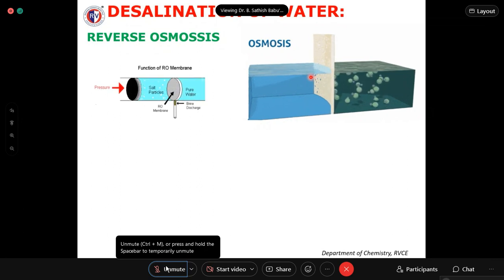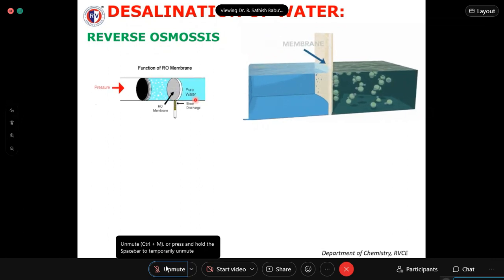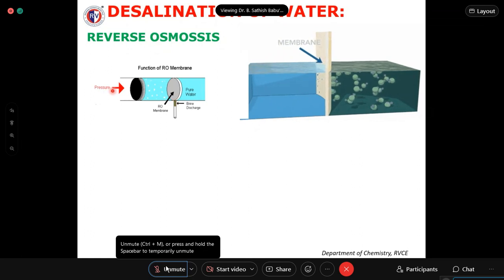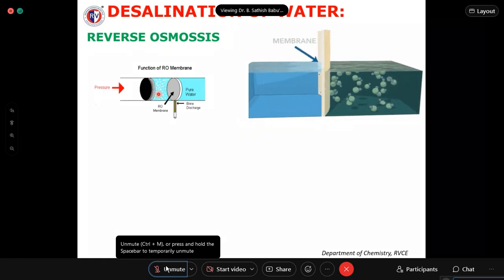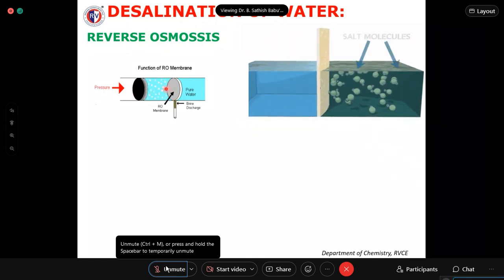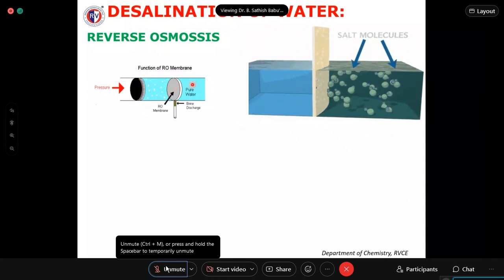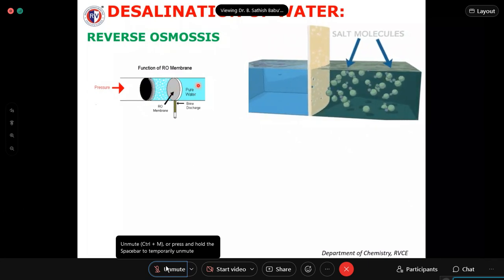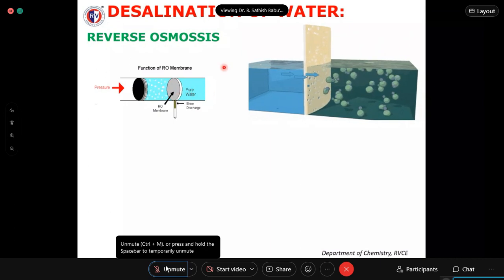So this is RO membrane. This is one setup. This is RO membrane, and we are passing this salt water and applying the pressure. So there will be a reverse osmosis happening here, and you are going to get pure water here. This is one kind of RO filtration setup.